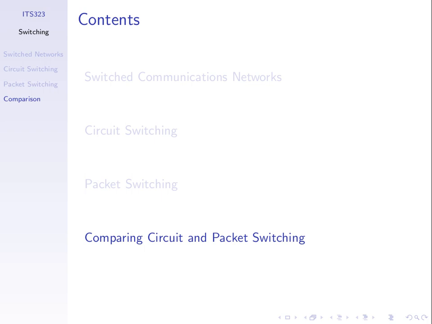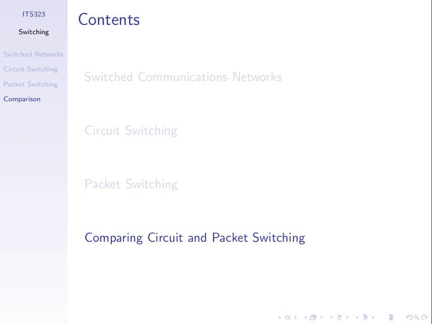To compare them, I'm going to show a few different examples. So switching is a way to deliver data through a network via intermediate nodes, where those intermediate nodes are switches or switching nodes, and the different ways in which we can set up that path and deliver the data across the set of switching nodes. We mentioned on Monday we had circuit switching and packet switching.